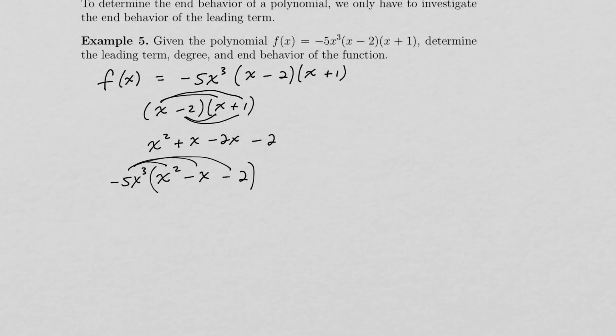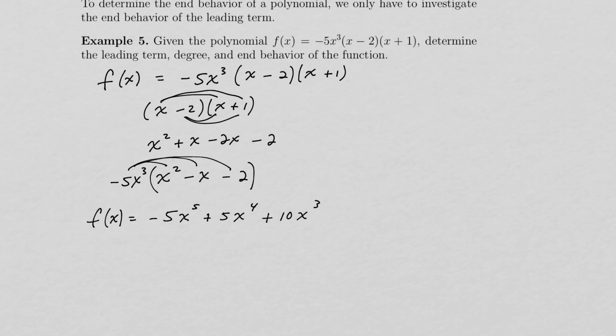So I'm going to end up with f of x equals negative 5x cubed times x squared. Remember, you add the exponents to be x to the 5th. Then negative 5x cubed times negative x would be positive 5x to the 4th. And then negative 5x cubed times negative 2 is positive 10x cubed. Okay, so negative 5x to the 5th plus 5x to the 4th plus 10x cubed.